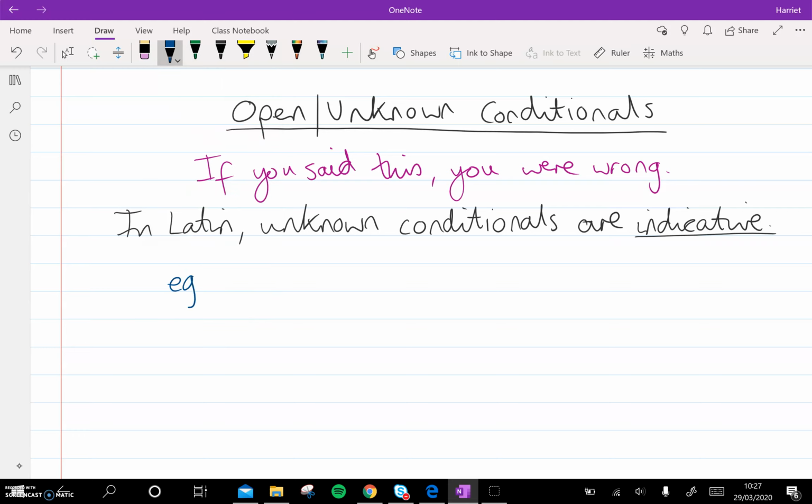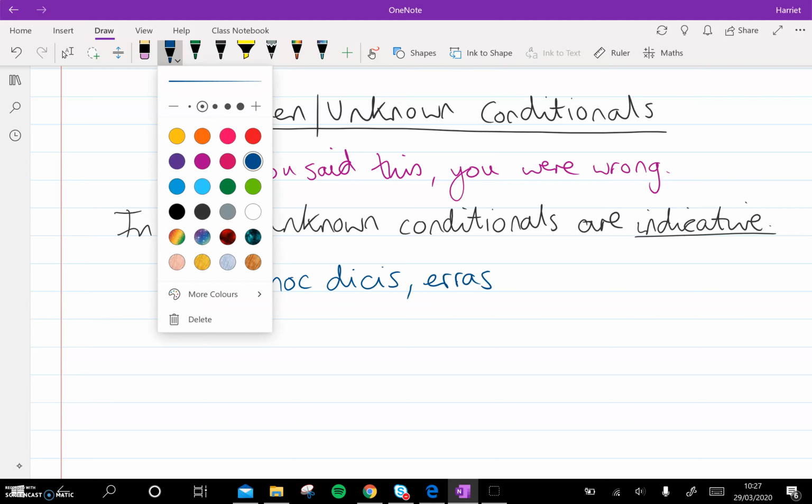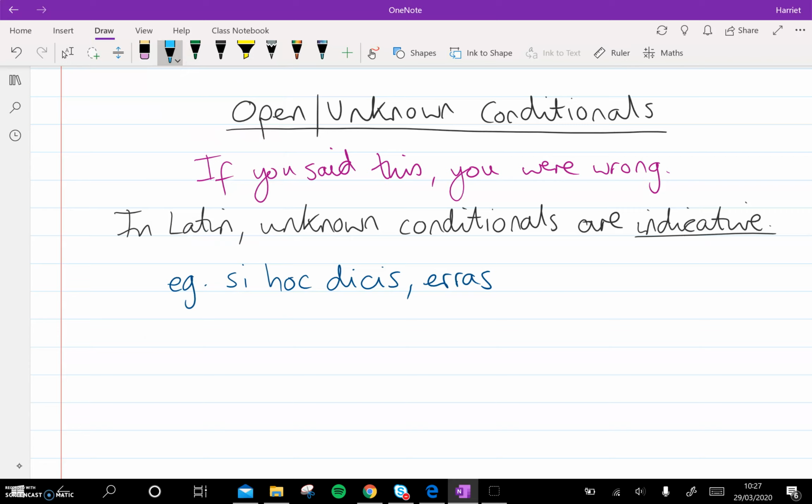And we'll write a couple of examples in Latin. So an example of a present one, si hoc dicis erras, if you say this, you are making a mistake. Again, you can see there, we don't know whether that person's going to say something or not, so it's unknown.